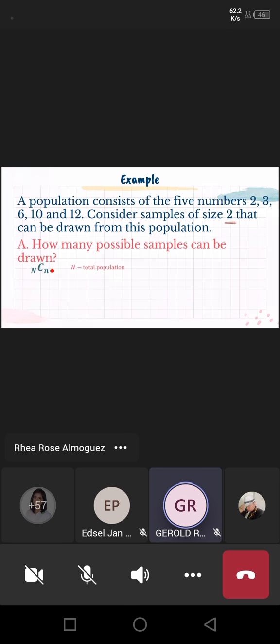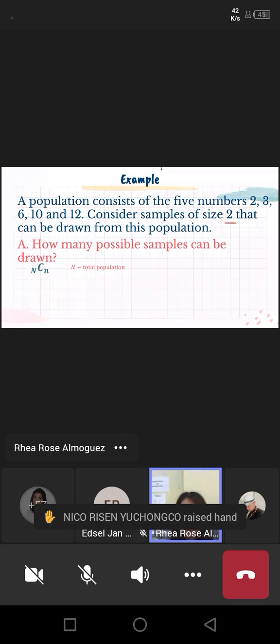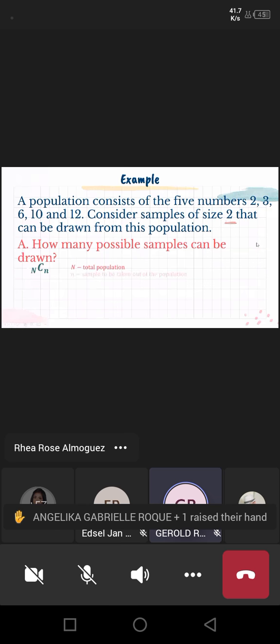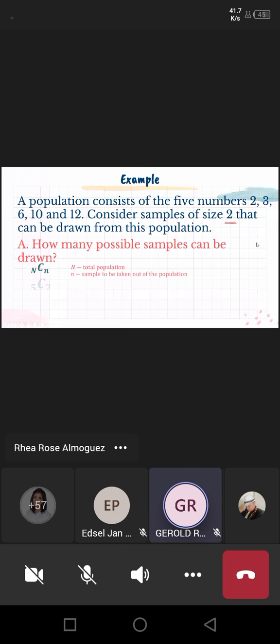Itong n natin dito is yung population, yung total population. Dito, how many population do we have? Consist of how many population? Based sa given problem. Anyone? 5 po. Okay, so we have 5. How about the sample size? Kasi yung small letter n. Okay. So we have here 5 and 2. Okay? So if we're going to use our calculator, we will get 10. So we have here 10 possible samples that can be drawn.